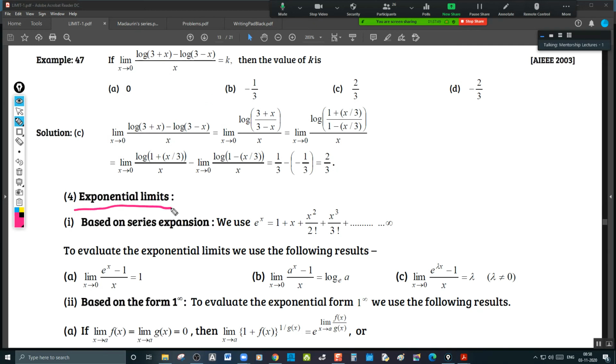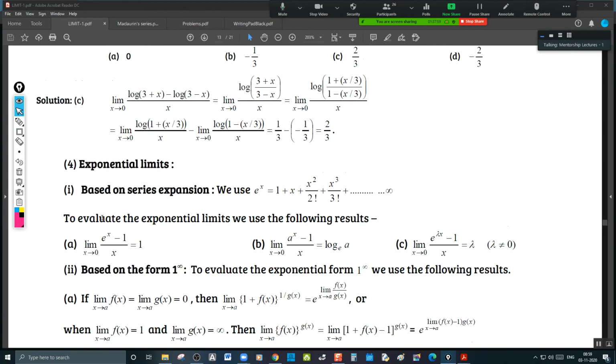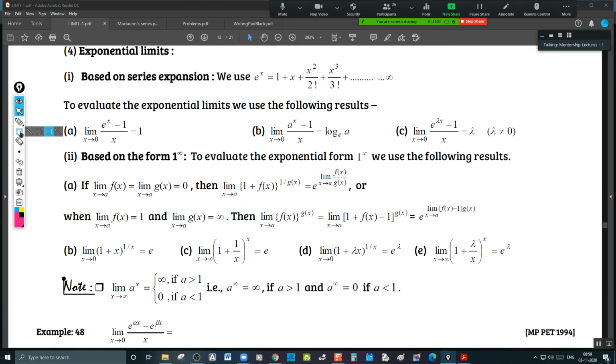Now, exponential limits. Just now I derived the e power x expansion, you know that. And this one is also important, and you will be getting problems applying this formula. Limit of e power x minus 1 by x as x tends to 0 is 1, and this is a main formula, because limit of a power x minus 1 by x as x tends to 0 is log a to the base e. If you replace a with e, that becomes 1 only. So this is a main formula.